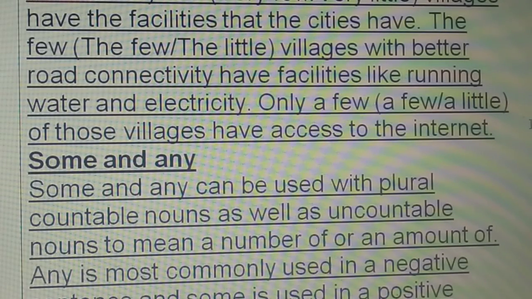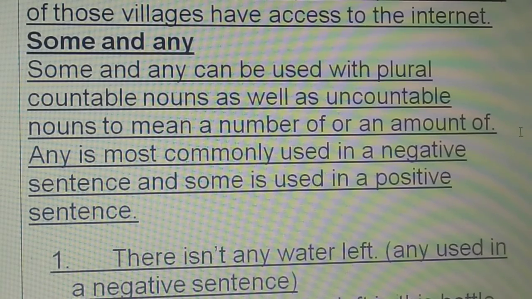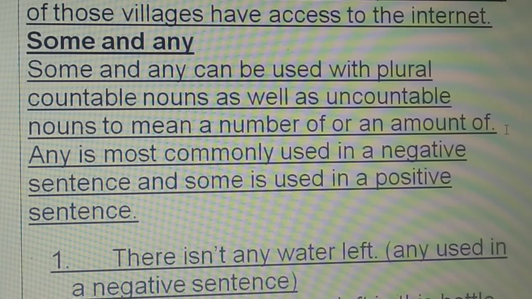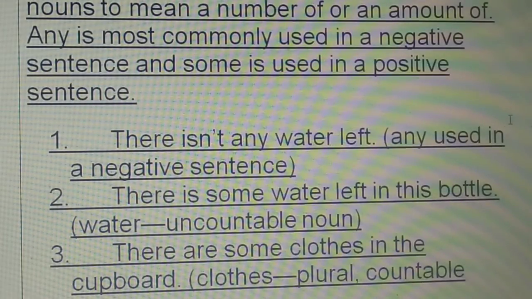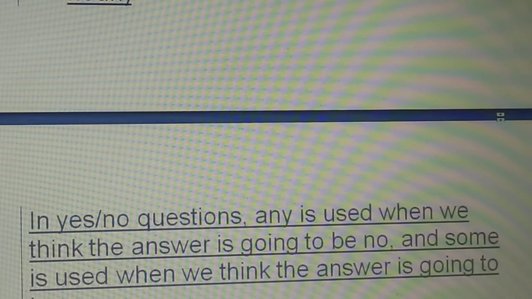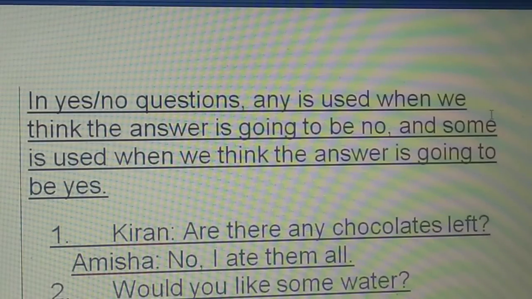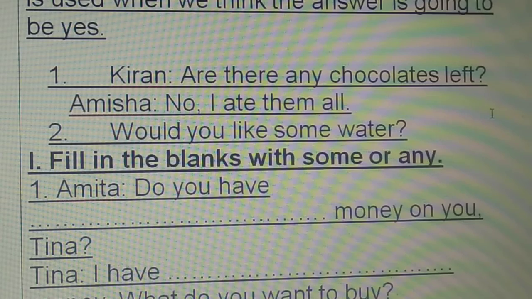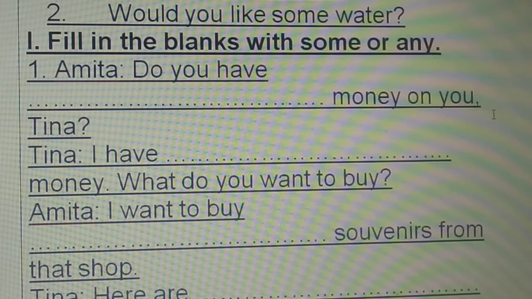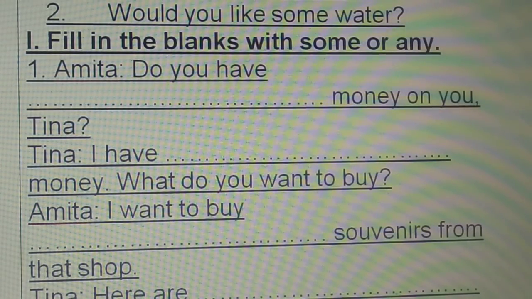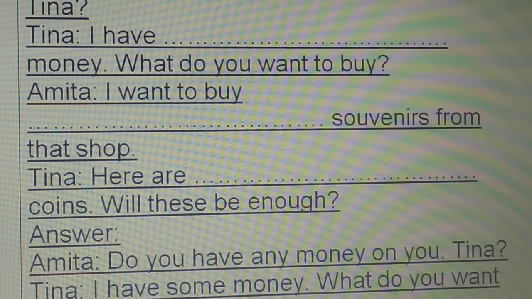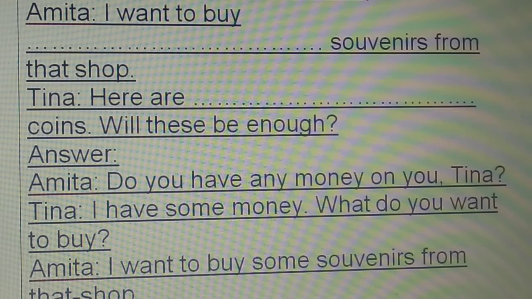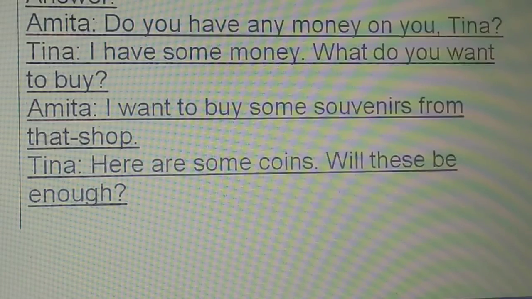Very interesting. Some and any. They can be used with plural countable nouns as well as uncountable nouns. Any is most commonly used in a negative sentence, and some is used in a positive sentence. Look at the sentences there. Read these sentences very carefully. You have to fill in using some or any. Now check whether you got them all correct. Did you?